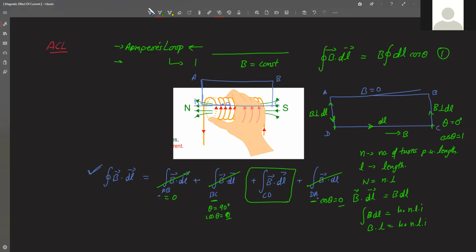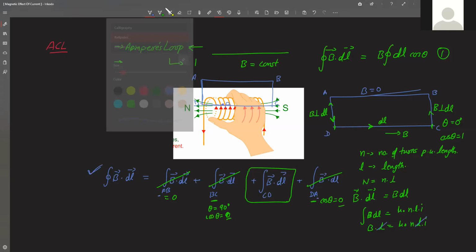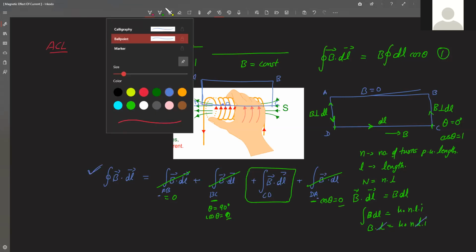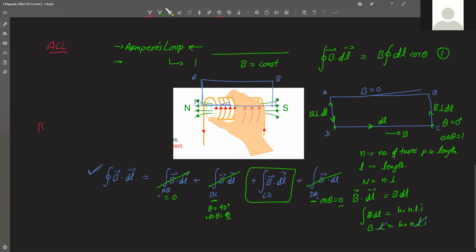So now what do we see here? This L and L get cancelled. So the final magnetic field which we have here will be given by B is equal to mu naught n I.